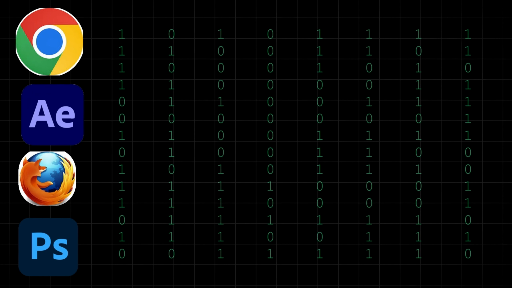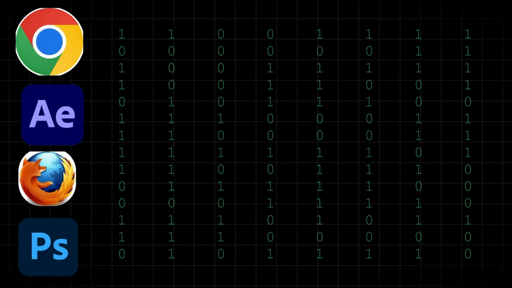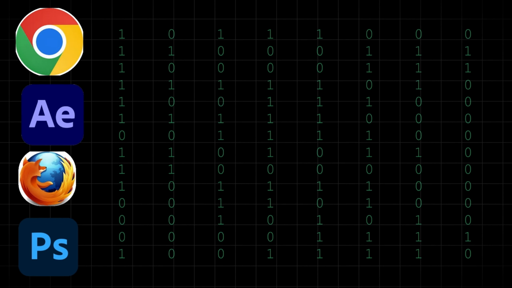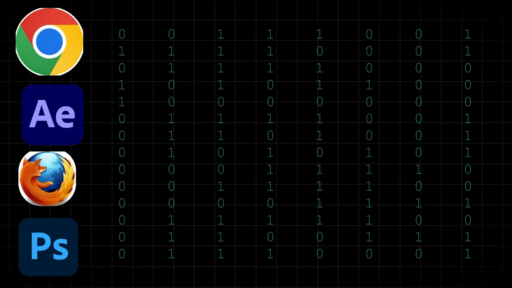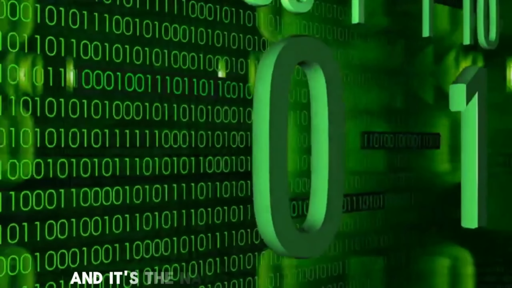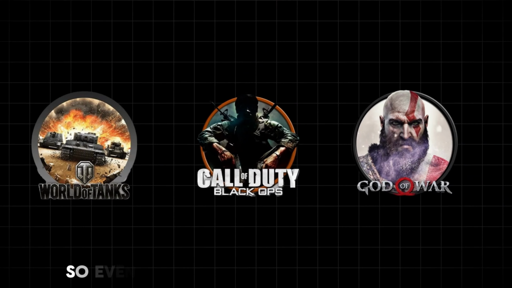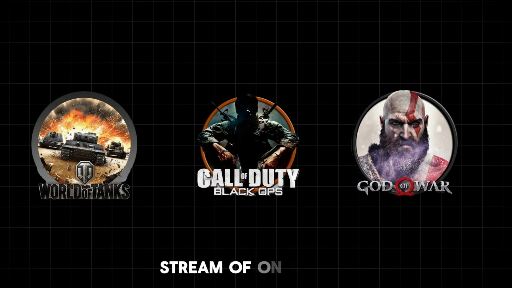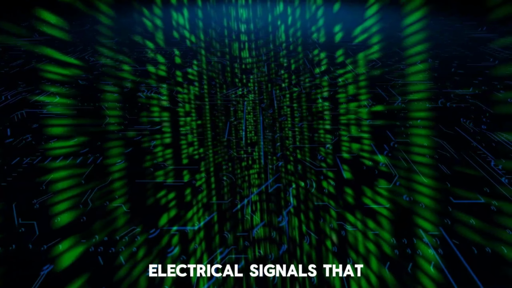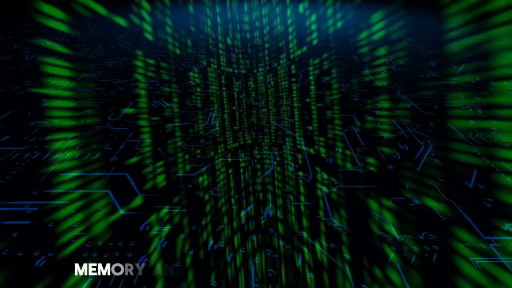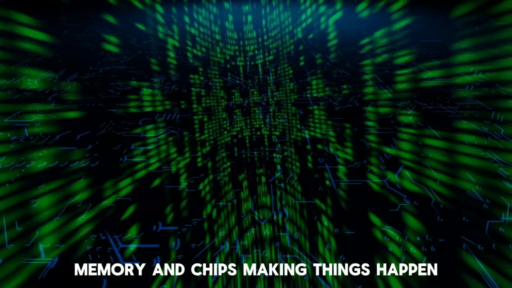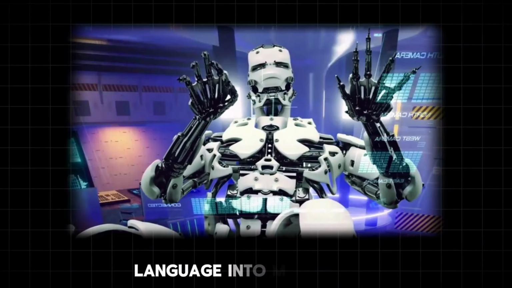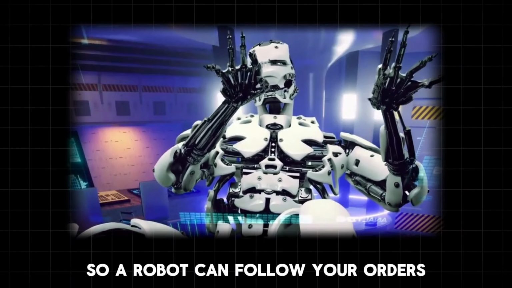At the lowest level, all software turns into machine code, ones and zeros, that the hardware understands. This is called binary code, and it's the native language of hardware. So even your favorite video game or app eventually becomes a long stream of on and off electrical signals that move through your CPU, memory, and chips, making things happen. It's like turning human language into Morse code so a robot can follow your orders.